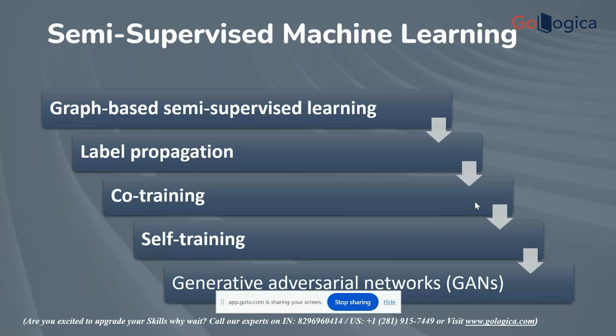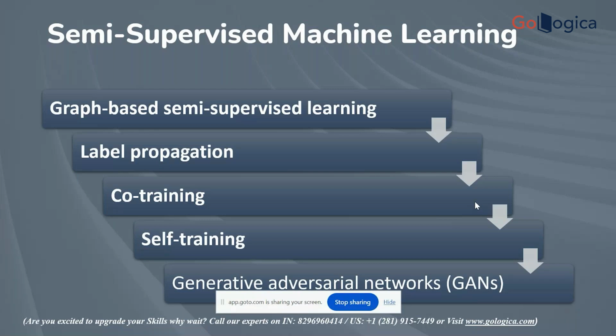So, what are the types of semi-supervised learning methods? There are a number of different semi-supervised learning methods, each with its own characteristics. Some of the most common ones include graph-based semi-supervised learning. This approach uses a graph to represent the relationships between the data points. The graph is then used to propagate labels from the labeled data points to the unlabeled data points. Label propagation. This approach literally propagates labels from the labeled data points to the unlabeled data points based on the similarities between the data points.